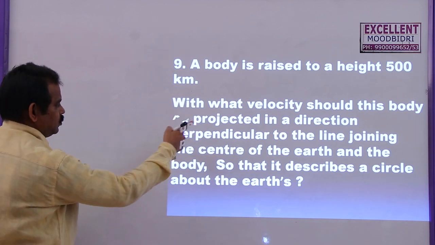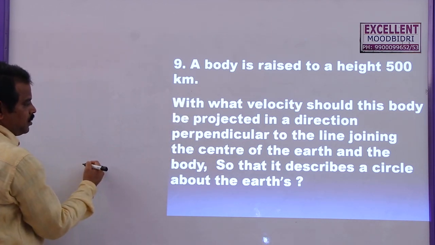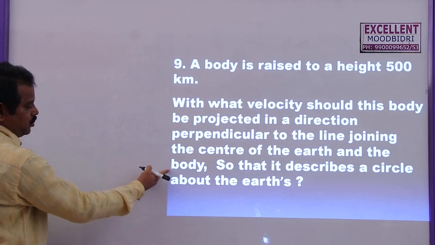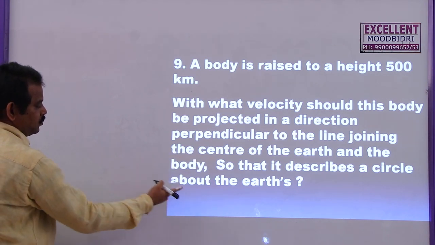Next problem. A body is raised to a height 500 kilometers. With what velocity should this body be projected in a direction perpendicular to the line joining the center of the earth and the body, so that it describes a circle about the earth?